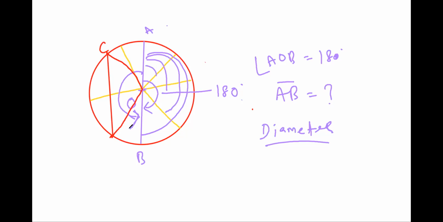Then, so this is C and D. What do you call CD? Everything forgotten? This is called a chord. Yes or no? What is a chord? A chord is a line segment which joins any 2 points on the surface of the circle. Or you can say any 2 points of a circle.